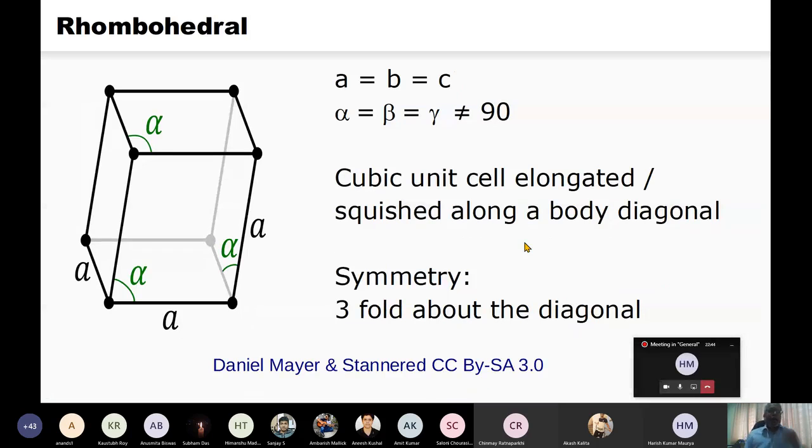All right, so now we come to a slightly different class, rhombohedral, where A, B, and C, they're all identical. So they are given using this symbol A. And alpha, beta, and gamma are all identical, but they are not 90 degrees. In fact, they are not any of the other special angles. Those special angles have to be obtained a little bit more carefully, but it is a generic non-special angle. You can imagine this as essentially a cubic unit cell, which is elongated or squished along a body diagonal.